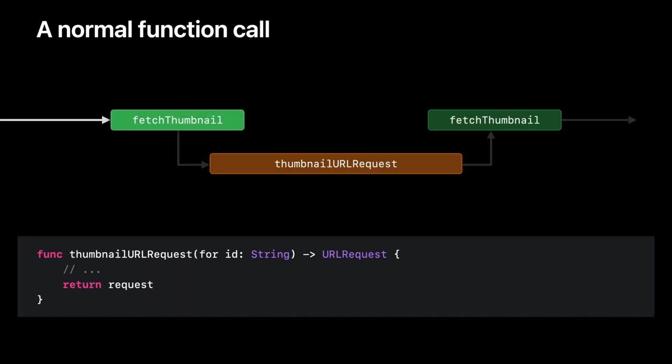So there are a lot of places where you can use await. The keyword indicates that your async function might suspend there. What does it mean for an async function to suspend? To answer that, let's think about what happens when you call a function. When you call any function, you hand control of the thread your function's running on over to that function. If it's a normal function you're calling, like thumbnail URL request here, then the thread will be fully occupied, doing work on behalf of that one function until it finishes.